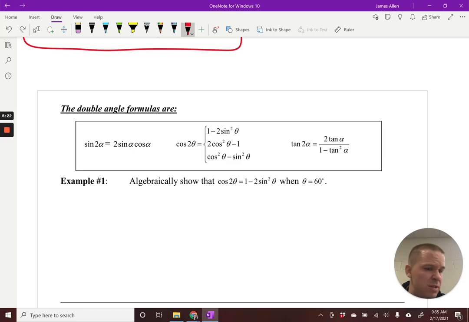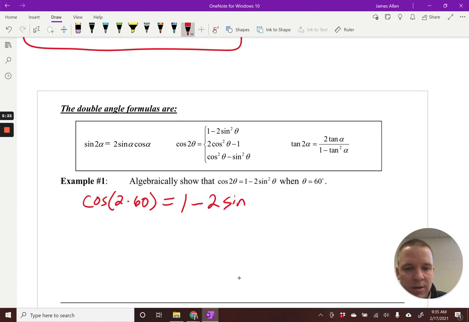So what I'm going to do is substitute in 60 for theta. On my left-hand side, I'll have 2 times 60. I know that's 120, but just to show it, I'm going to write it out like that. And then we have 1 minus 2 sine squared of 60. Remember, we're not squaring the 60. That's like sine of 60 all squared. So on my left-hand side, I have cosine of 120.